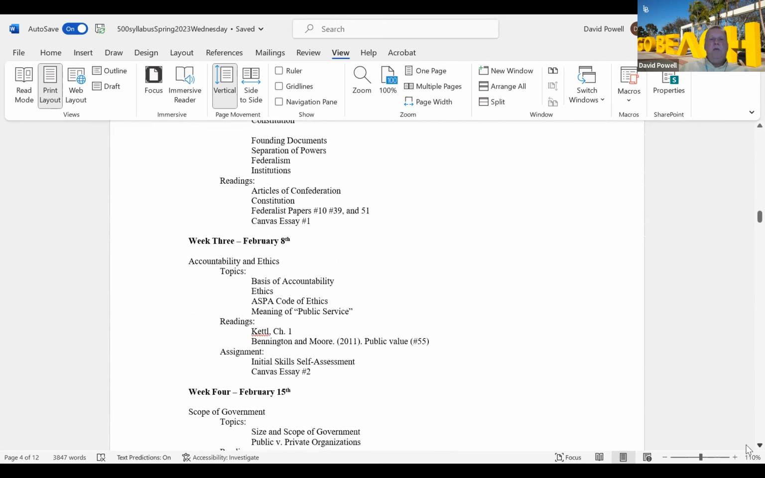Then in week 3, we will turn our attention to accountability and ethics. And it's likely that we probably won't get through all of our American government information next week. We'll probably have to carry some of those topics over into week number 3. That's usually what tends to happen. But we'll finish up American government, and then we'll talk accountability and ethics.